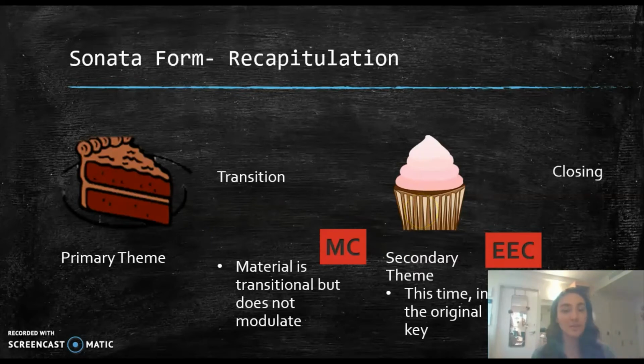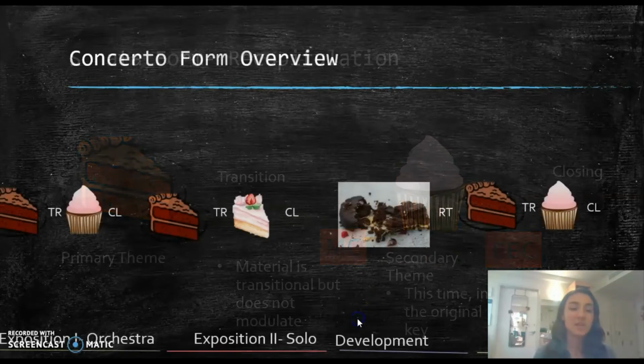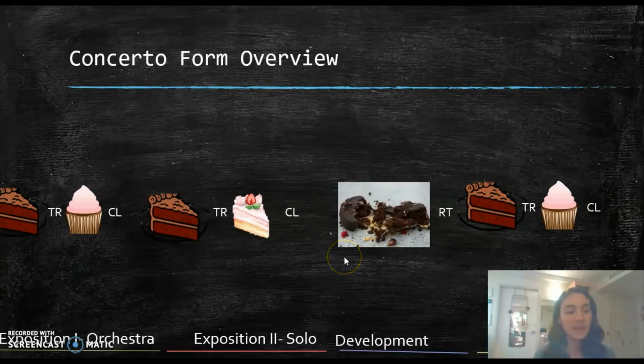So let's talk about another form that's similar but not quite the same, and that's going to be concerto form. Again, this is pretty similar. The main difference is that there are two expositions here. So our first exposition is going to be played by the full orchestra. We have our primary theme, then we'll have a transition. You'll notice that this transition does not modulate. We're still in chocolate cake territory, same key, and then we'll have closing material.